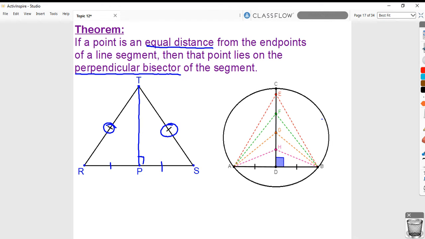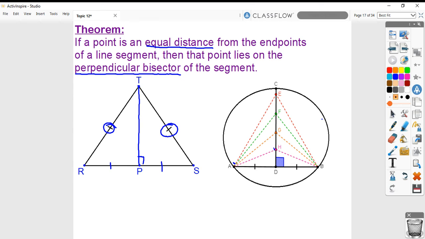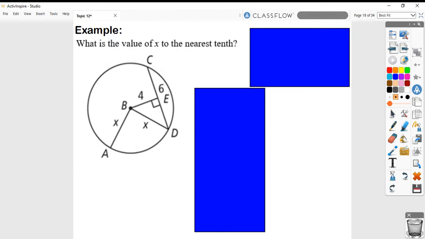And when we see a perpendicular bisector in the diagram, that's saying that these distances from A to H and from B to H are the same. Okay, that's what it's getting at here. Now, with these theorems in mind, take a look at this diagram.